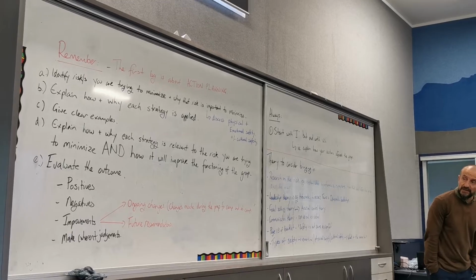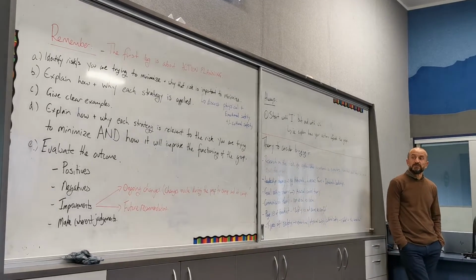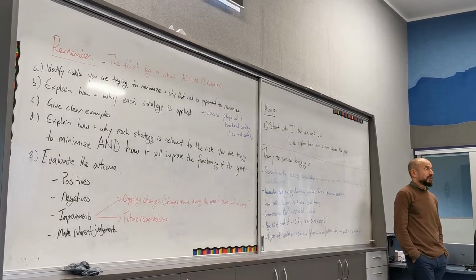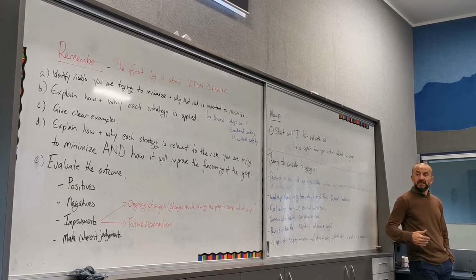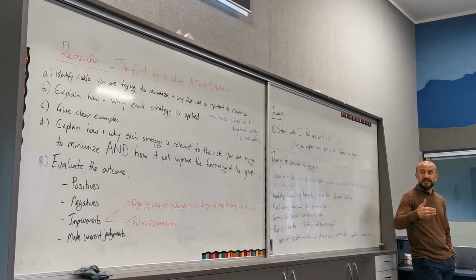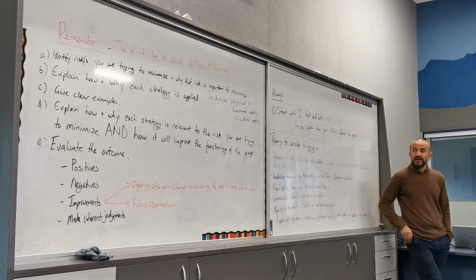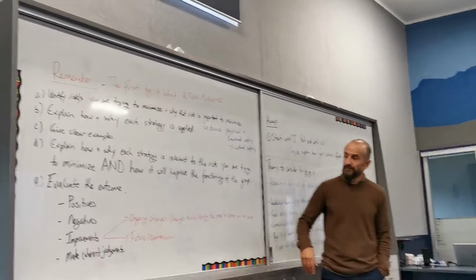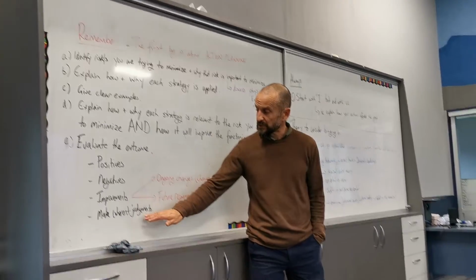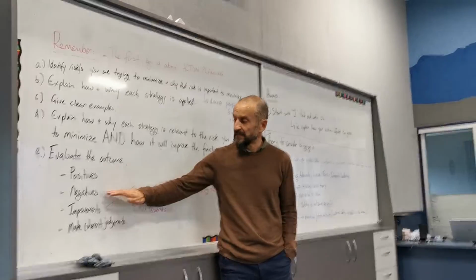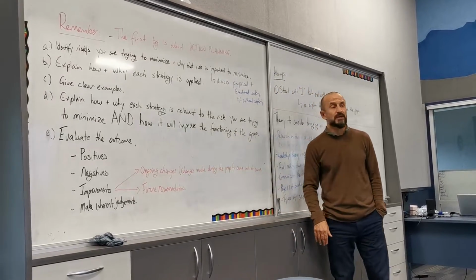You then must evaluate that outcome. So this is coming in towards your so what section. So to evaluate, we need to look at the positives, negatives, and improvements, and making judgments. If we go to these judgments, positives and negatives, and improvements must be coherent.